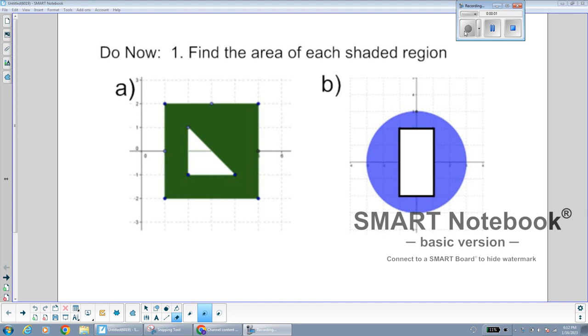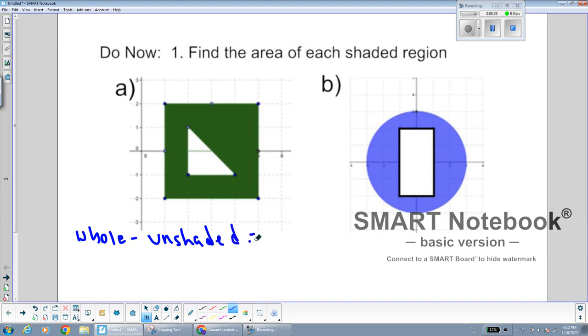Hi, everybody. Before we start talking about how to find area and perimeter on the coordinate grid, just a couple of reminders. Number one, if I want to find the area of the shaded region, one thing that I can do is find the area of the whole and subtract away the area of the unshaded to be left over with the area of the shaded. So, I'm going to write that down: whole minus unshaded equals the area of the shaded region.